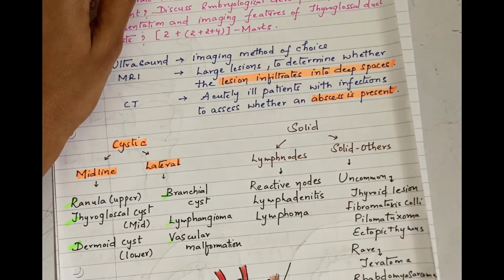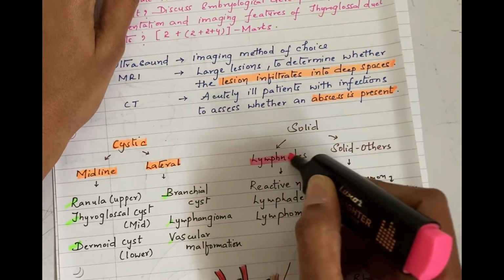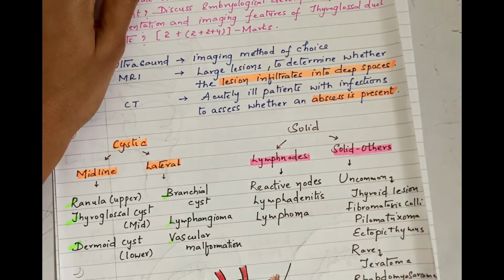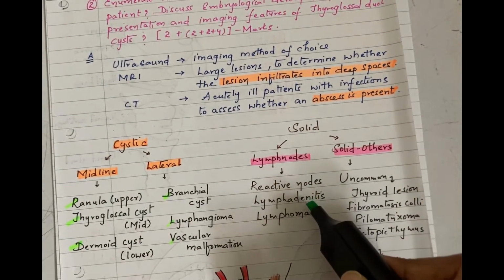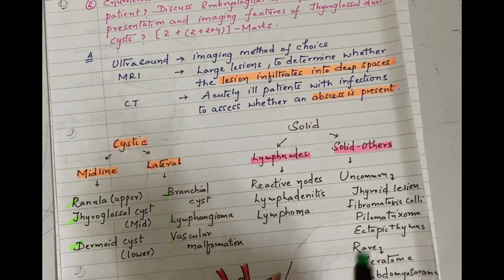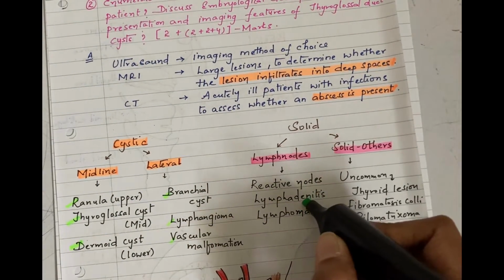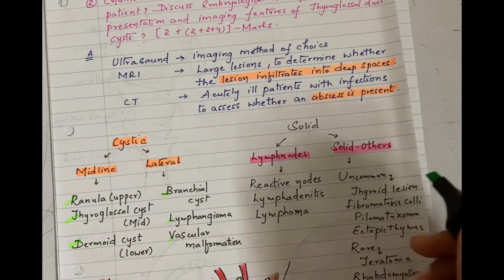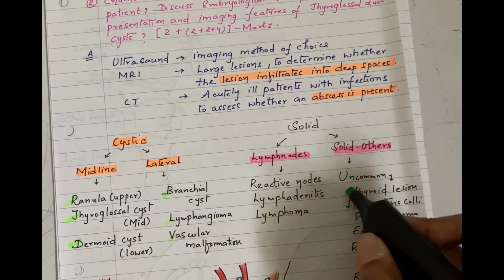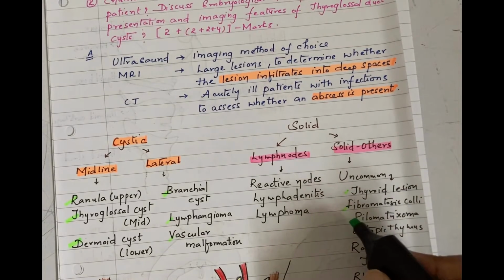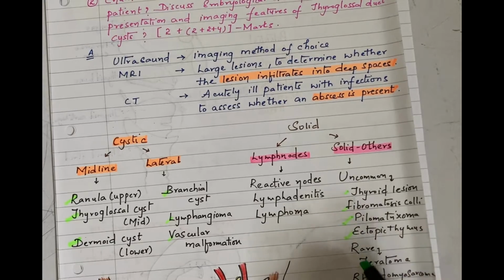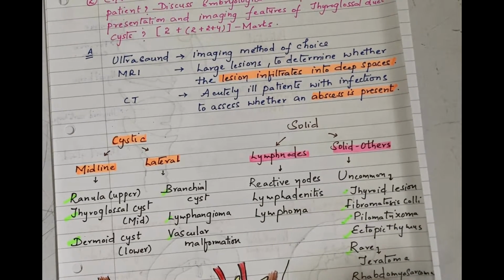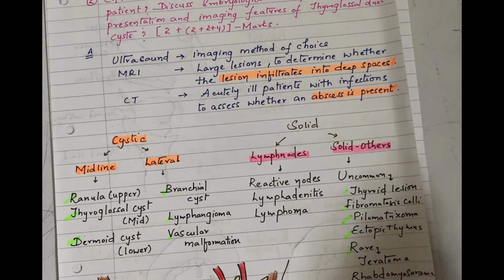Coming to solid masses. In solid masses we have lymph nodes and other than lymph nodes. In lymph nodes, it can be due to reactive nodes, lymphadenitis or lymphoma. Solid masses other than lymph nodes can be due to thyroid lesion, fibromatosis coli, pilomatrixoma, ectopic thymus, rarely teratoma, rhabdomyosarcoma, neurofibroma, neuroblastoma. These are other solid lesions within the neck.